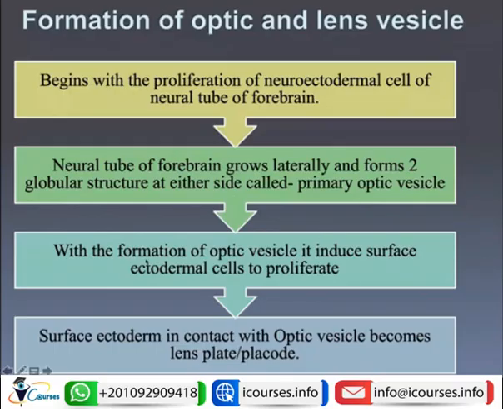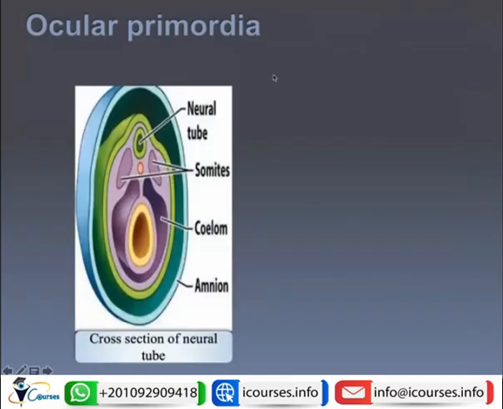And when this ocular primordia, or this optic vesicle, touches the surface ectodermal cells, this will induce these ectodermal cells to proliferate, forming the lens. So the surface ectoderm in contact with the optic vesicle is the structure that is responsible for formation of the lens, and at this stage it is referred to as the lens placode or lens plate. So let's see how this develops.